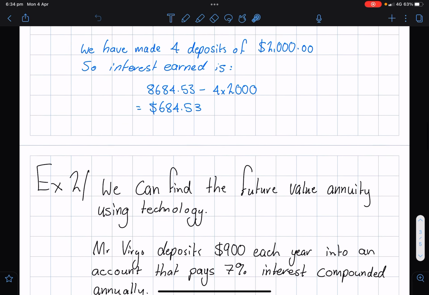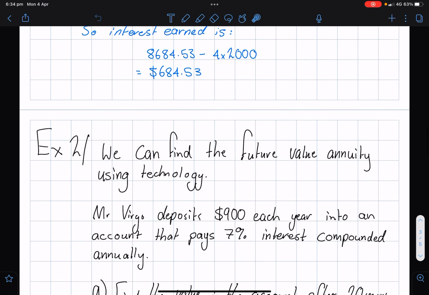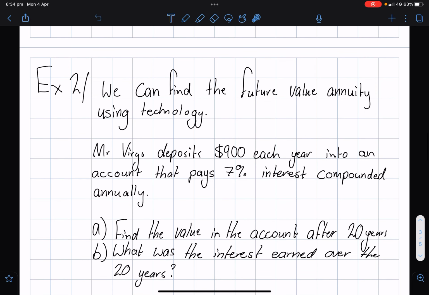You will then come up with a page. So this is where we pick out the information that we're looking at and input it into this section of the calculator. So I deposit $900 each year into an account that pays 7% interest compounded annually. So part A, find the value in the account after 20 years. And then part B, what was the interest earned over the 20 years?